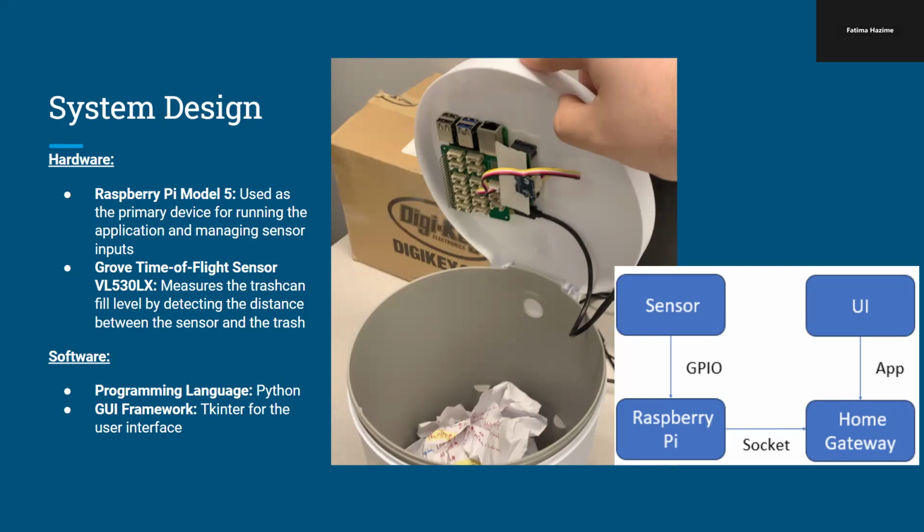This sensor is connected to the Pi by I2C, and then the Raspberry Pi is connected to the home gateway through TCP socket connections. Once this data is transmitted over to the client, it is shown through a graphical user interface, which we created using tkinter, and we programmed both the server and client protocols in Python.